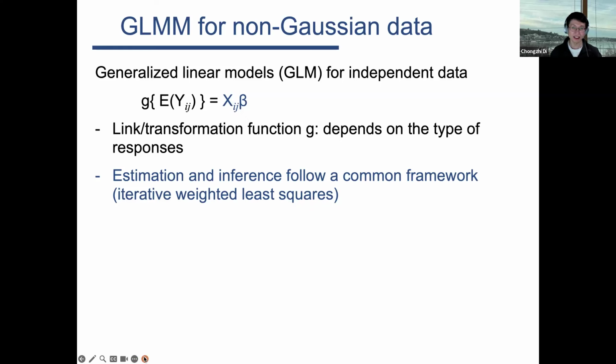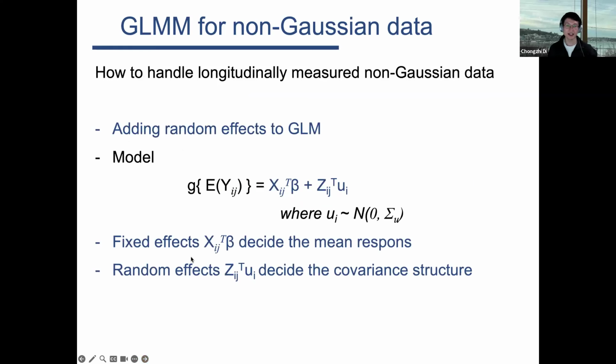Now, this is for independent data. So how do we handle longitudinally measured non-Gaussian data? As you can guess, from the linear mixed effects model, we basically add random effects to account for within subject correlations, right? For general non-Gaussian data, we can do a similar thing to the GLM. Previously, you only linked the average of the outcome to some fixed effects, but now to account for the correlation, you just add random effects, right?